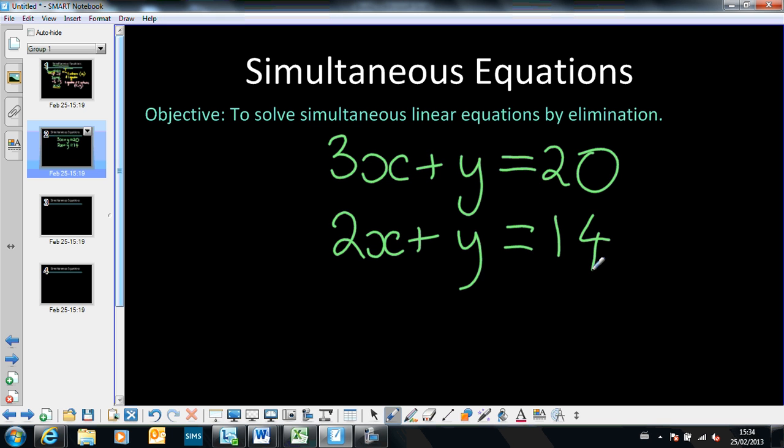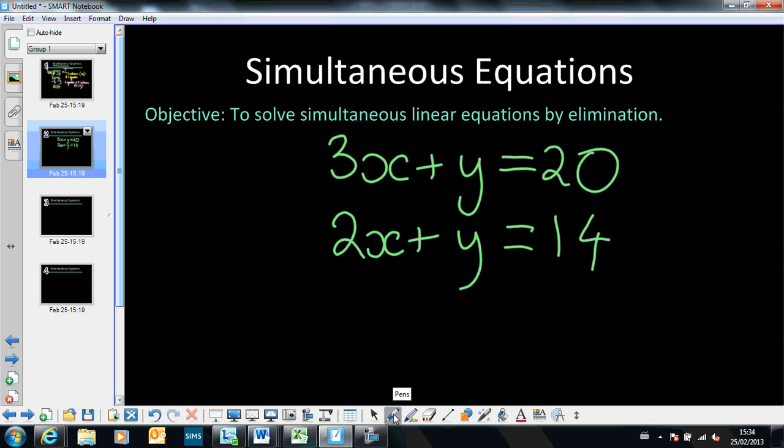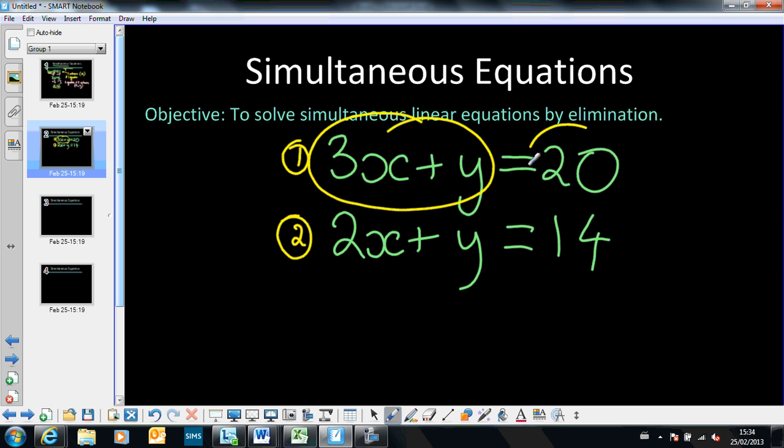So I've got 2 equations, 2 unknowns. I'm going to want to find out both values. I want to find out what is x and what is y. It's a good idea to get into the habit of numbering your equations. Now, you'll remember from all the stuff that we've done on the balance method that as long as I do the same thing to the left-hand side of an equation as I do to the right, then the 2 sides of the equation will stay the same.